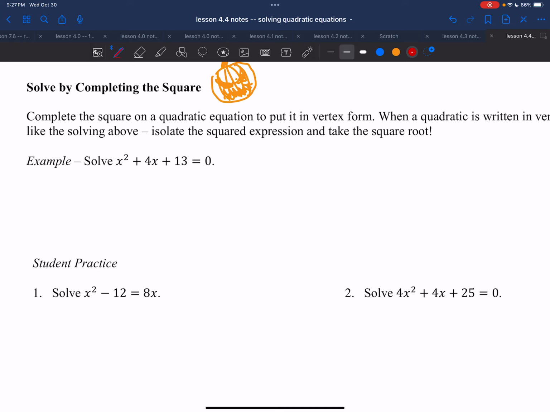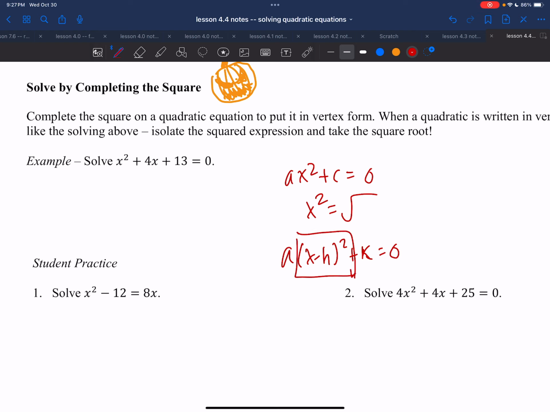Well, you know how we just had ax squared plus c equals 0, and all you have to do is get x squared alone, and then you take the square root? Well, guess what? If you had it in vertex form, meaning a(x minus h) squared plus k equals 0, then you could get the square alone and then take the square root, and that would get rid of your square.